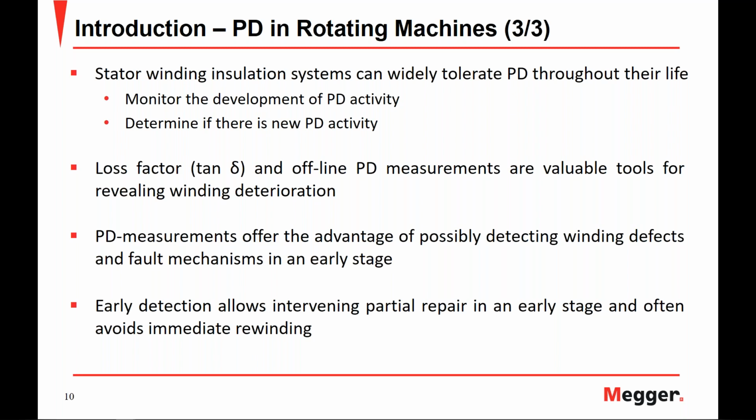Loss factor or tan delta and offline partial discharge measurements are valuable tools to unveil winding deterioration in both factory and field environments. And the major advantage of high-frequency measurement techniques, such as partial discharge, is the possibility to detect the winding defects and fault mechanisms at the early stage. And this early detection allows for intervening for partial repair at the early stage and often avoids the immediate need for rewinding.